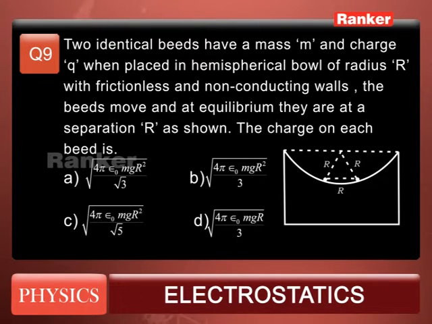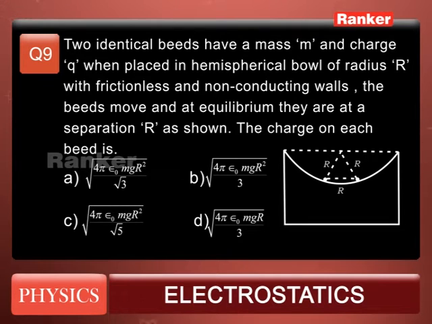Two identical beads having a mass m and charge q, when placed in a hemispherical bowl of radius r with frictionless and non-conducting walls, the beads move and at equilibrium they are at a separation capital R as shown. The charge on each bead is how much?